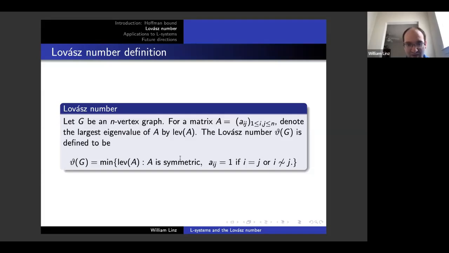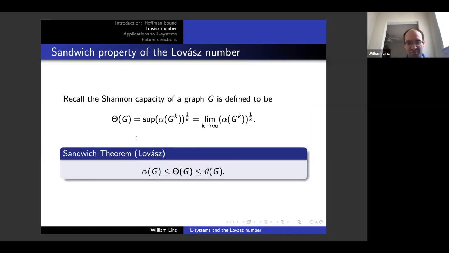So among all matrices which have these properties, the Lovász number is the minimum of the largest eigenvalue over all of those matrices. Again, the matrix has its rows and columns indexed by the vertex set of the graph. Okay, so that's one definition, and now I'd like to recall some of the key properties of the Lovász number, just to put it in context.